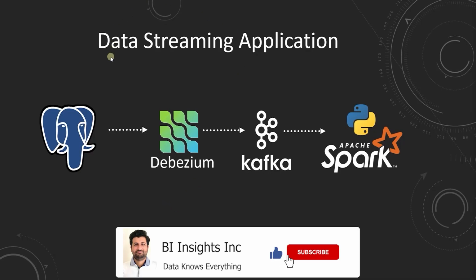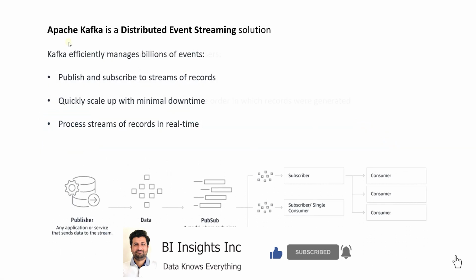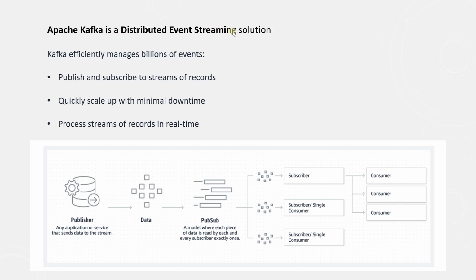Today we are going to kick off data streaming series with PySpark using Kafka. Apache Kafka is a distributed event streaming solution that enables applications to efficiently manage billions of events. It is a publish-subscribe messaging system that accepts data streams from several sources and allows real-time analysis of big data streams. It can quickly scale up with minimal downtime, and we will use Apache Kafka as a source to develop a data streaming application using PySpark.